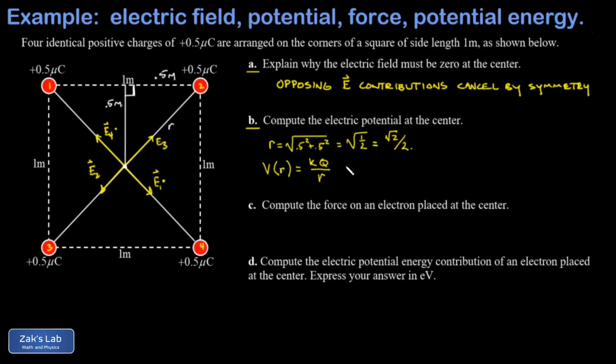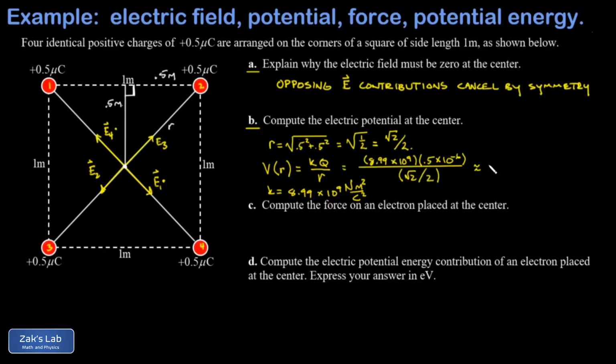And I normally write the potential contribution of a point charge as kq over r, where k is 8.99 times 10 to the 9th newton meter squared per coulomb squared. So we'll plug the numbers in here. There's k. Remember, micro means 10 to the negative 6. So my charge magnitude is 0.5 times 10 to the negative 6 coulombs. And then my r is root 2 over 2.